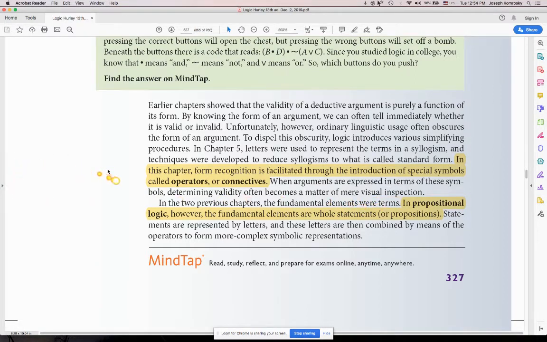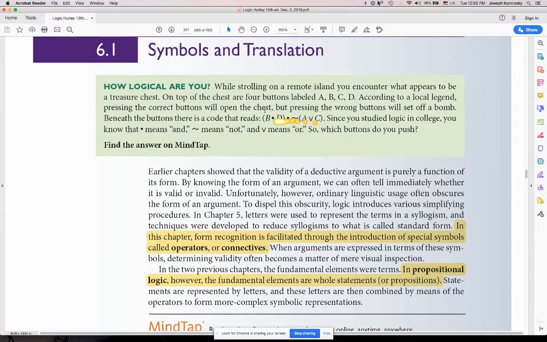When arguments are expressed in terms of these symbols, determining validity often becomes a matter of mere visual inspection. So the whole point of this chapter, and even of this section, is to take complex sentences and translate them and simplify them into very simple symbols, and then the statements themselves will be represented by letters. When we keep them in their simplistic form, for example, like this whole thing up here, we can determine validity real fast.